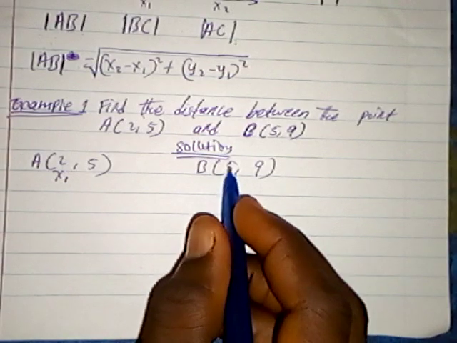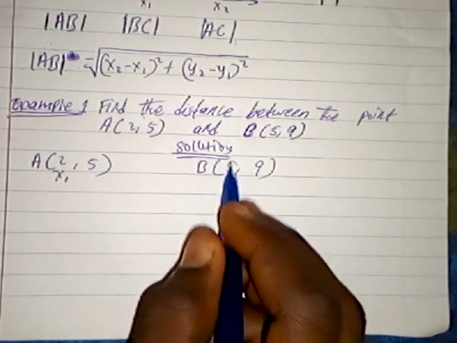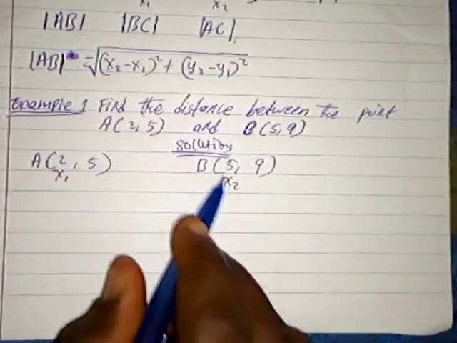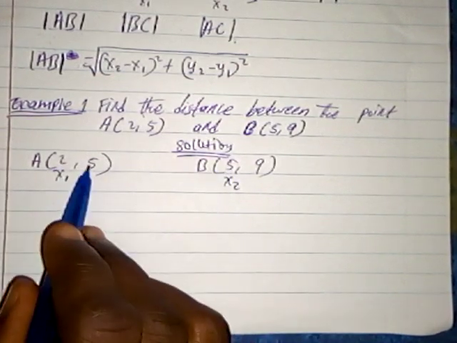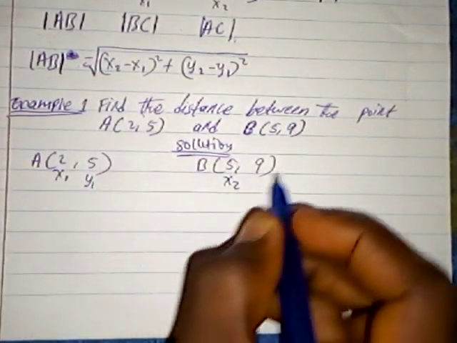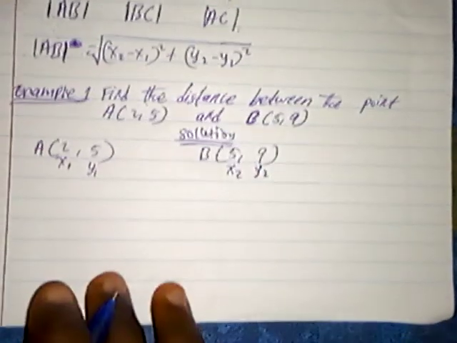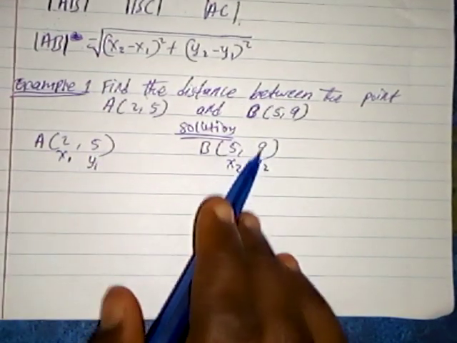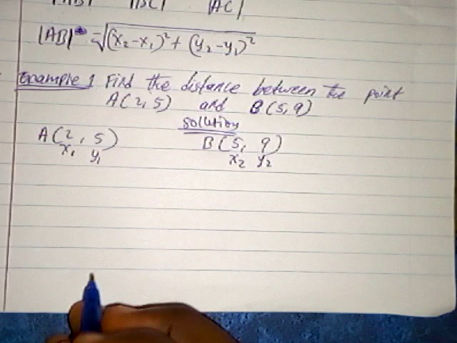x1. We come again for here, the second x, x2. We have two x's: first x, second x. Here again for y, we say y1, y2. Do you see it? The first y and the second y. You get it?